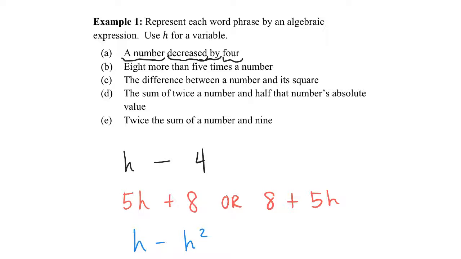So I'm directly translating the difference between, right, I start with a minus sign, a number, H, and its square, H squared. So one step at a time, that's what I'm doing. The difference between is the minus sign, a number is the H, and its square is the H squared on the far right. So far, any questions before I go on to the next one? Any questions about this so far? Do we understand why this is important, right? The equations that we're going to get in word problems come from what we're doing here, come from expressions.